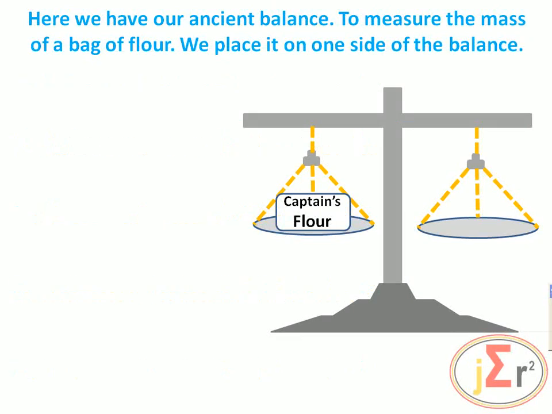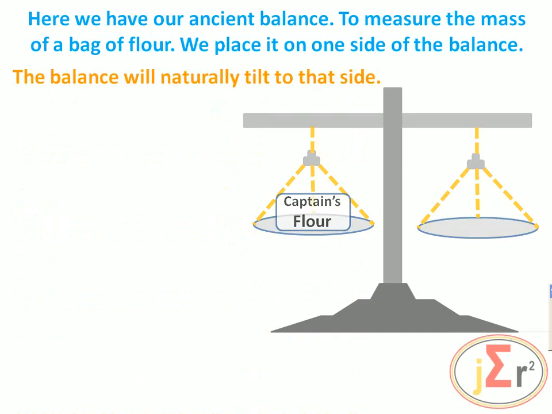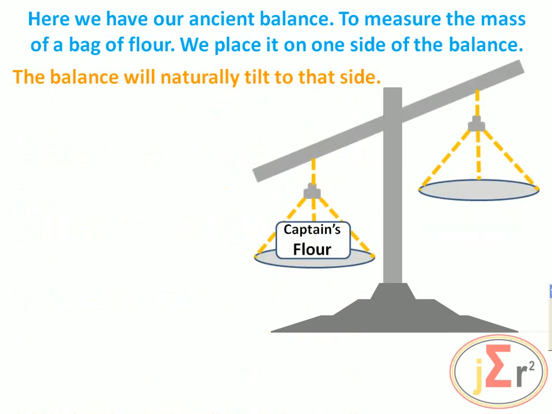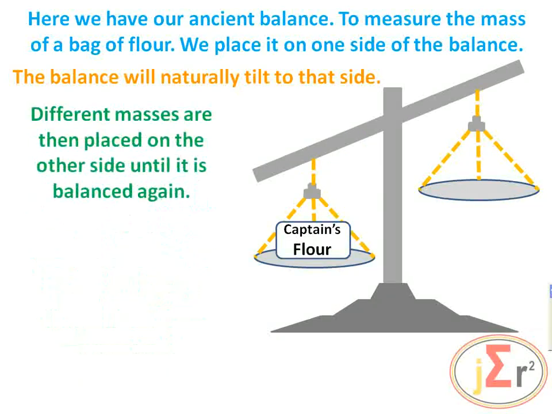And how do we determine its mass? The balance will naturally tilt to that side, right? Yeah. So if you put the flour inside there, what will happen? It will tilt to the side that the flour is on. Right. And to find the mass of the flour, what do we do? Different masses are then placed on the other side until it is balanced again. So we will put masses on the other side until it is balanced again.